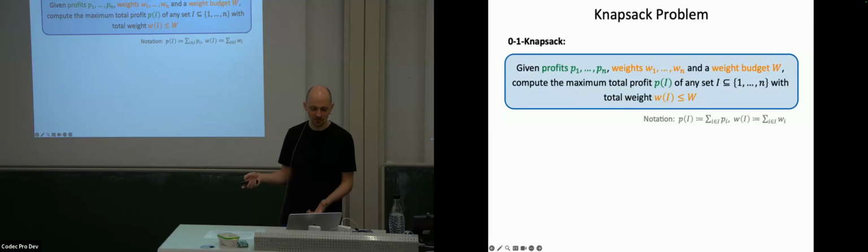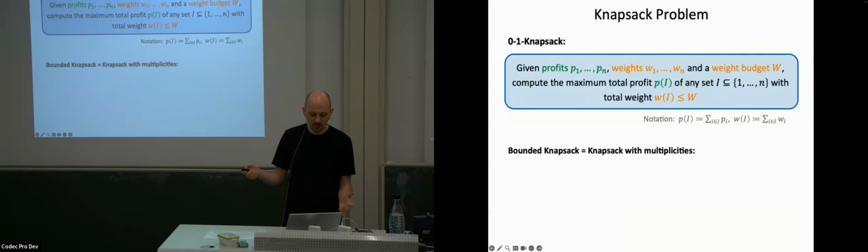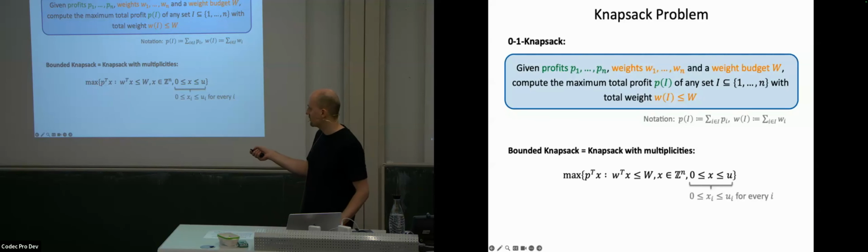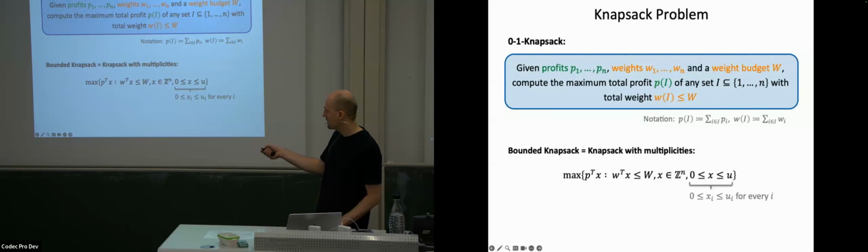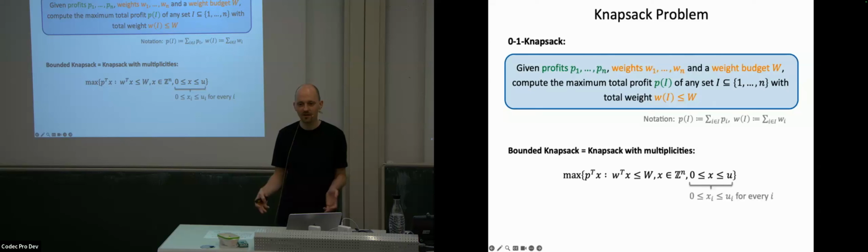This problem is also sometimes called 0-1 knapsack. There are other versions of the problem, for example, the bounded knapsack problem, where you additionally have multiplicities. This can be written in this form here, where the profits are a vector, and p^T x, this inner product, is just the total profit of solution x. We want the total weight to be at most the weight budget. And now x can be any integer vector such that x lies between 0 and u, which means that x_i lies between 0 and u_i. Or in other words, we are given a multiplicity u_i for every item i. We can choose item i up to u_i times.